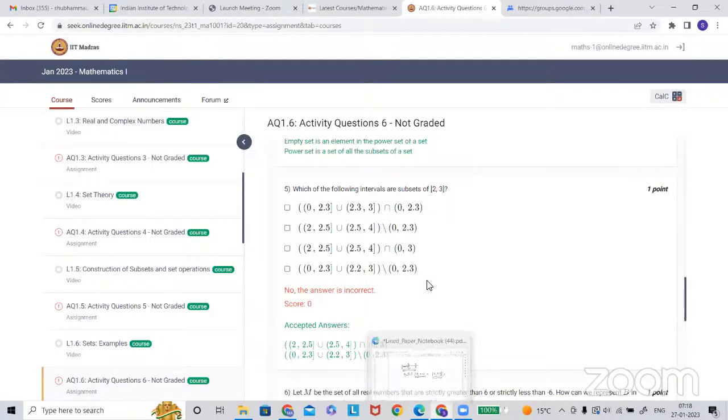Is that clear now? Yes, sir. Sir, and last one, activity 1.7, question number 1. The same question, can you take the last option? Can you please explain that? The same as it is here.